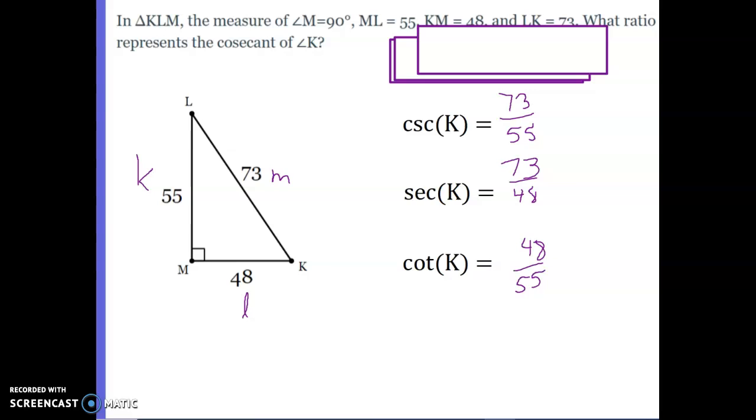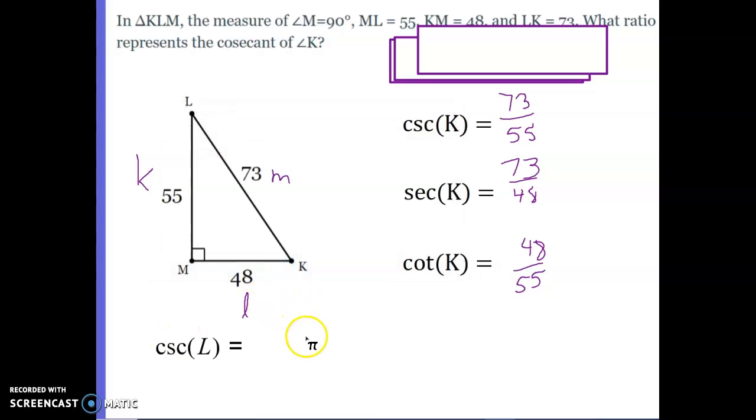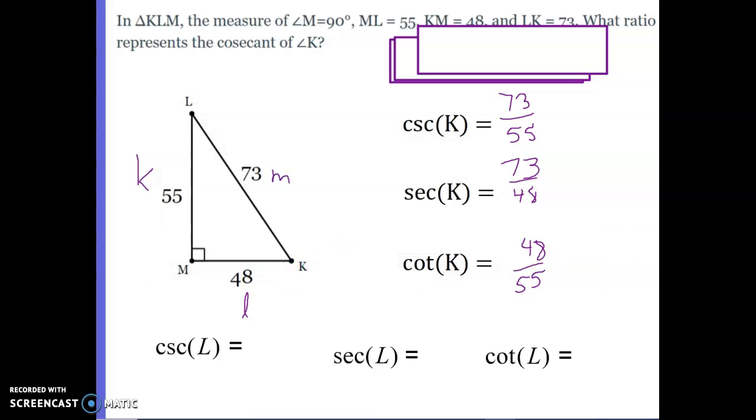All right, let's practice one last time, and let's see what happens if instead of using angle K, we use angle L. All right, so we are going to find the cosecant of angle L. We are going to find the secant of angle L. And we are going to find the cotangent of angle L. Oops, I have an extra letter in there. All right, let's see what we get for those three.